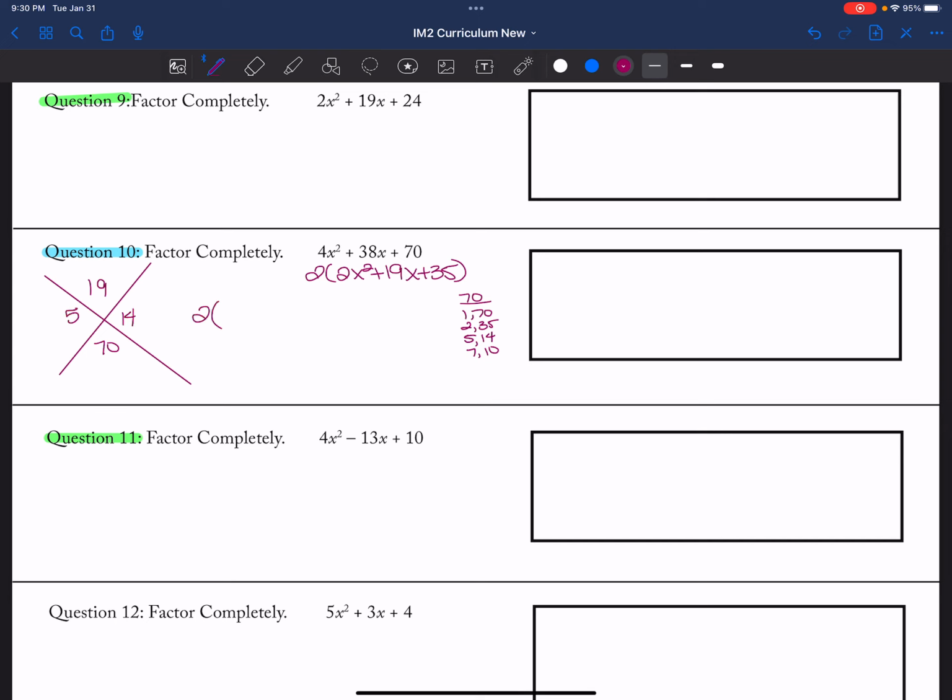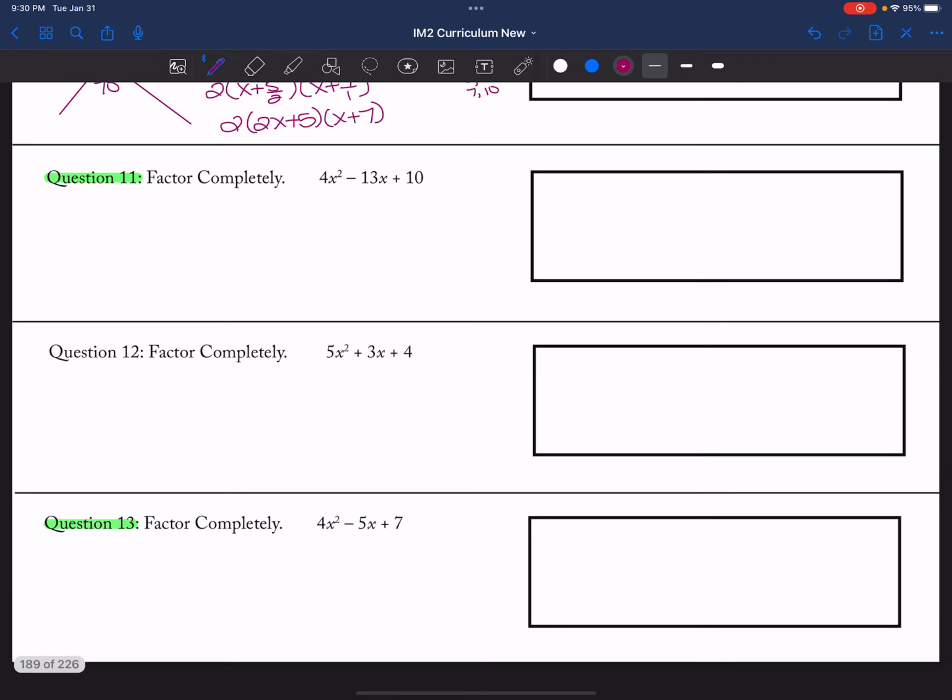So I have my 2, and then I have x plus 5/2, and then x plus 14/2. So then I get 2 times x plus 5/2 and x plus 7/1. So then I get 2 times 2x plus 5 and x plus 7. So 2 times 2x plus 5 and x plus 7.